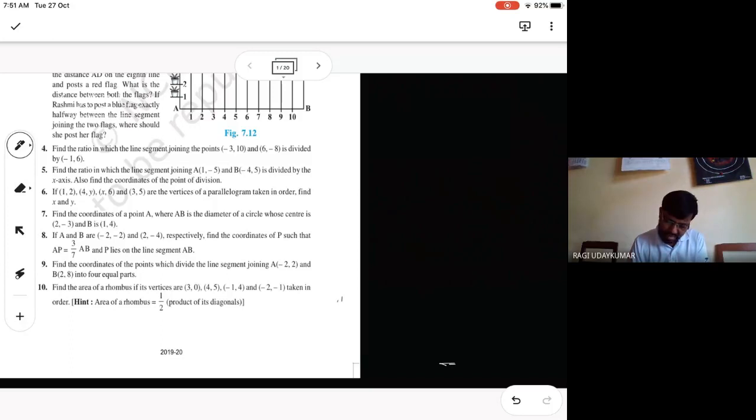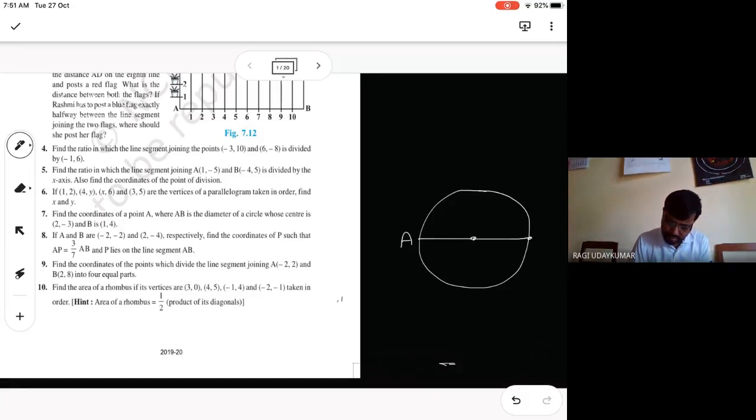So what is the diameter of the circle where AB is given to you? Center is given to you. Find the coordinates. Take a circle. This is point A and this is point B. AB is the diameter, and the center of the circle is given to you. Consider the center as (2, -3), and point B is (1, 4). So A, you consider as (x, y).